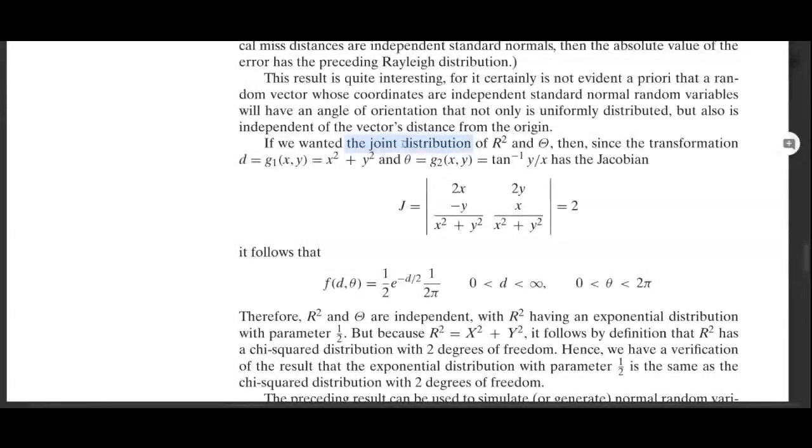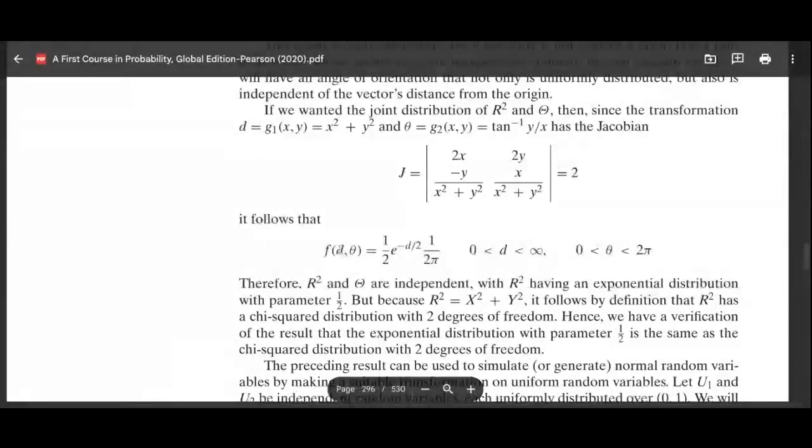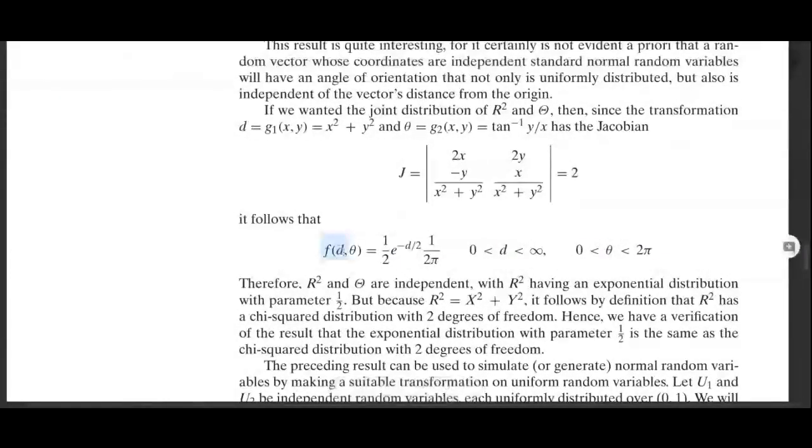Let's see this. If we want the distribution of r squared and theta, then since the transformation G1 has no more square root, but theta is still arctangent, we calculate the Jacobi equal to 2. Then in this case, remember this is r squared, right? So something like this.